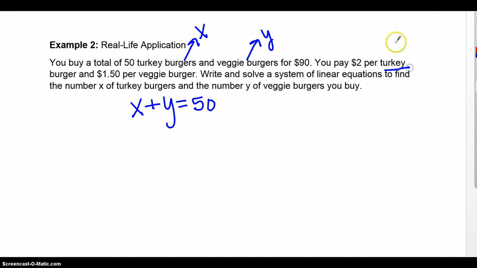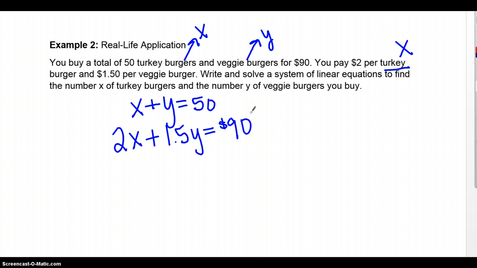Okay, so you pay $2 per turkey burger. So turkey burger, remember, is x. So I paid $2 per turkey burger plus $1.50 per veggie burger, and that is a total spent of $90. Okay, hopefully that makes sense. That would be my system of equations, okay? The total number of turkey burgers plus veggie burgers equals 50 total patties. $2 for a turkey burger, $1.50 for a veggie burger is equal to $90 total.